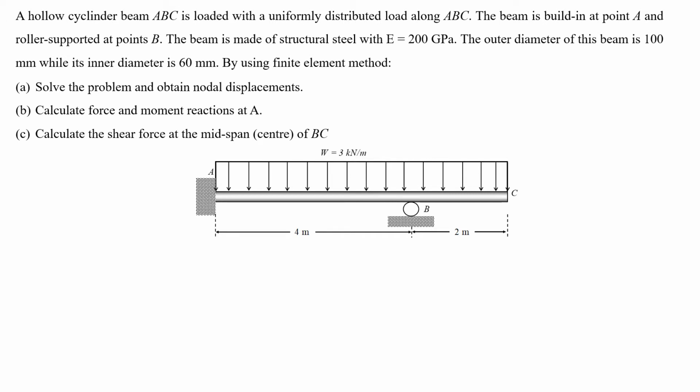The beam is made of structural steel with E = 200 GPa. The outer diameter of this beam is 100 mm, while its inner diameter is 60 mm. By using the finite element method, solve the problem and obtain the nodal displacements, or in other words, obtain the unknown degrees of freedom.